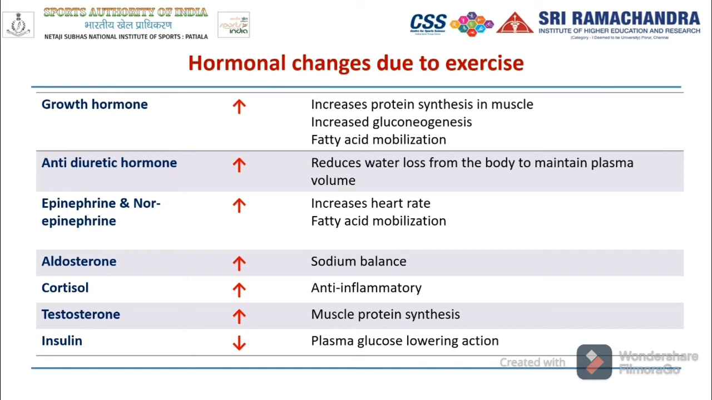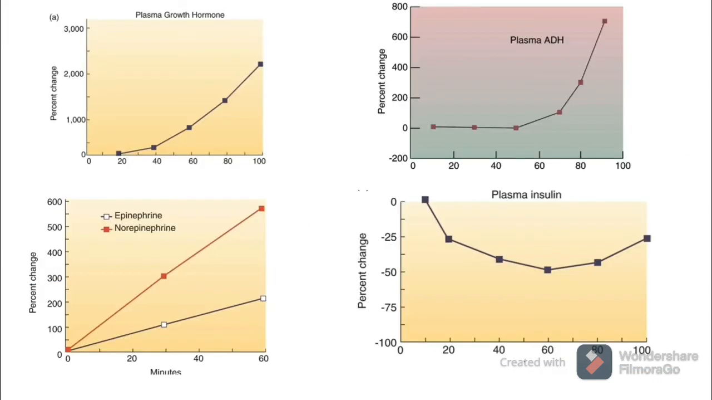The testosterone is one of the key hormones which increases during exercise, particularly resistance training. It causes muscle protein synthesis and it is responsible for the muscle hypertrophy. Insulin is the only hormone which reduces during exercise, and the key action of insulin is plasma glucose lowering action. But due to the sympathetic stimulation during exercise, the insulin levels usually reduce during any form of exercise.